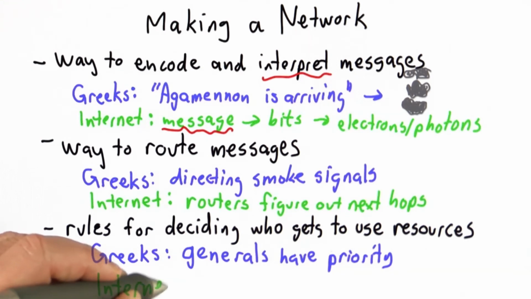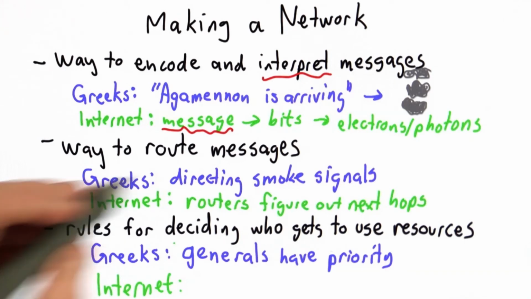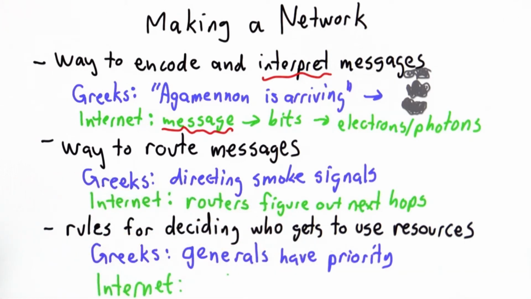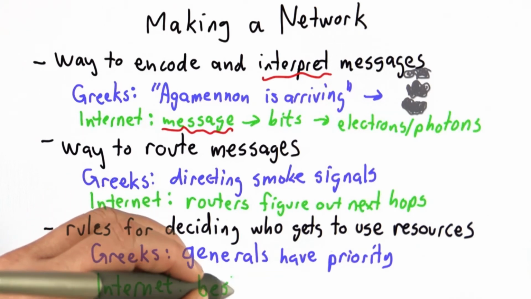Finally, you need ways to decide who gets resources. And on our Greek network, we assumed that the general could decide. The internet is much more of a Wild West than that. In the internet, there aren't any real rules for who gets resources. Everywhere along the network gets to decide on its own how to do that. And what we really get on the internet is just what we call best effort service.